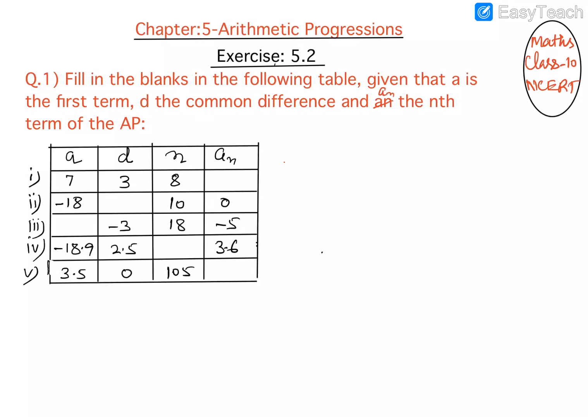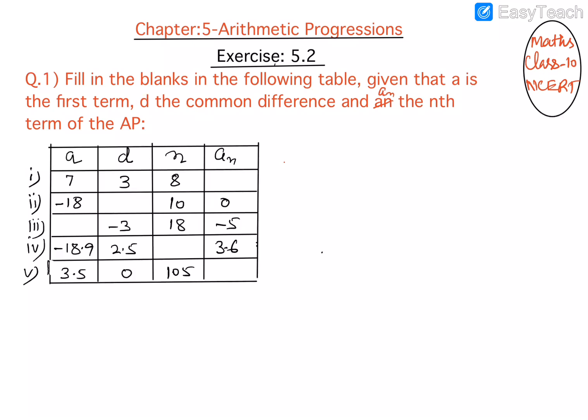Problem 1 is: fill in the blanks in the following table, given that a is the first term, d the common difference and an the nth term of the AP. In the first part of this problem, it is given that a is 7, d is 3, n is 8. So we have to calculate an.